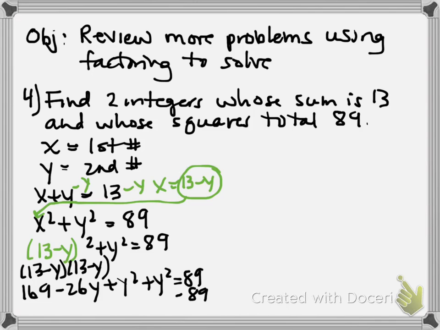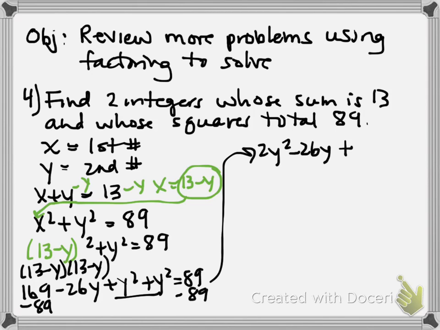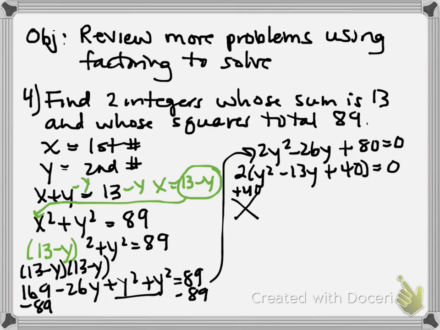So I'm going to subtract 89 from both sides to get everything on the left. I have some like terms, so I'm going to combine them. So I get 2y squared minus 26y, and then plus 80 equals 0. Now, I notice they're all even coefficients, so I'm going to factor out the GCF of 2, and I get y squared minus 13y plus 40 equals 0. So I'm going to play the game with what are factors of positive 40 that add to give me negative 13. And that would be negative 8 and negative 5.